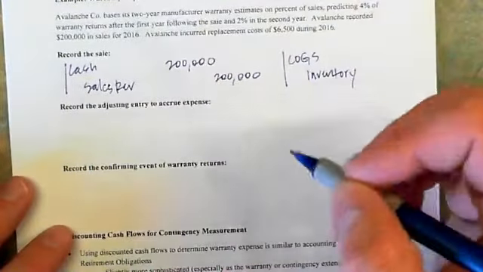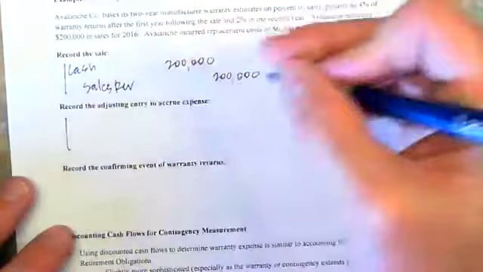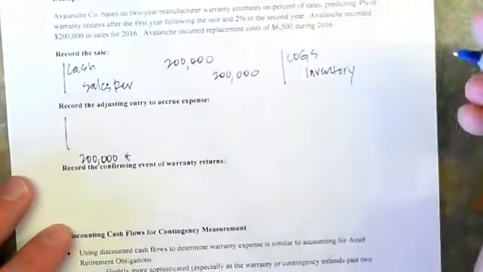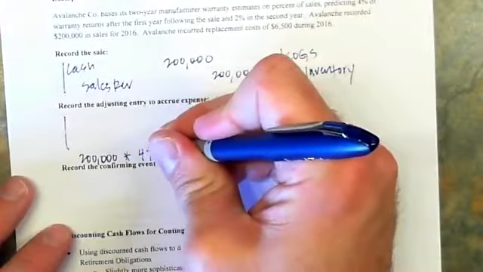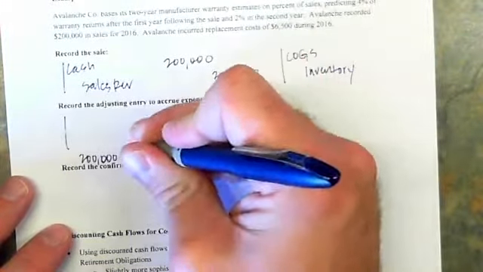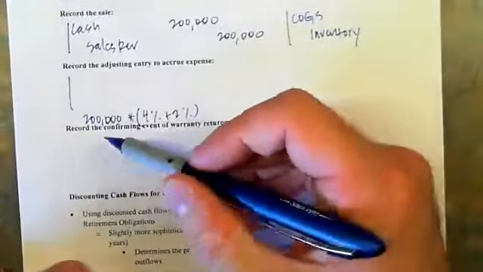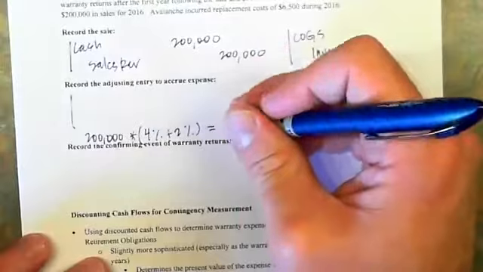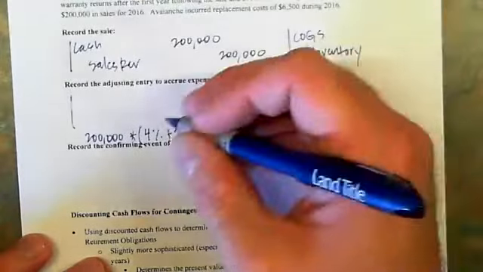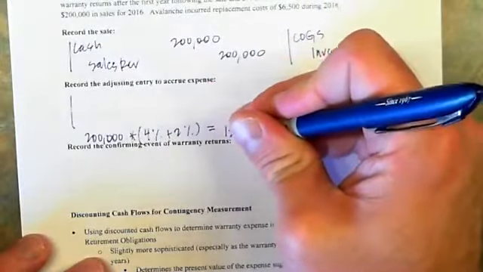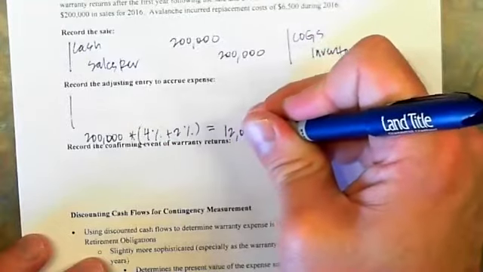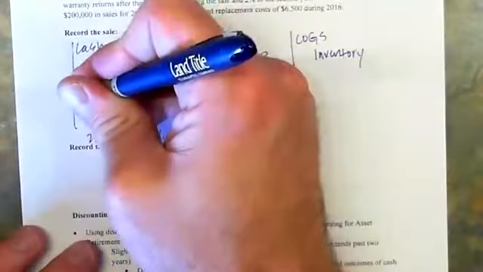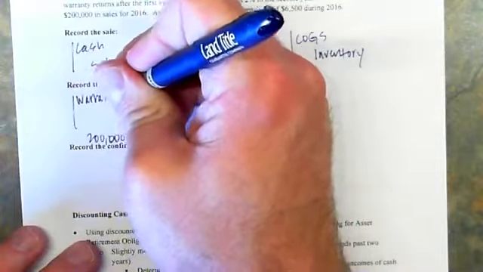Record the adjusting entry to accrue expense. In this case, we would take the sales amount and multiply it by the total of our historical averages. So remember, it was 4% in the first year, 2% in the second year, and that's going to be 6% overall, which would be $12,000 of warranty expenses overall. Now, the warranty expense will all go into this period.